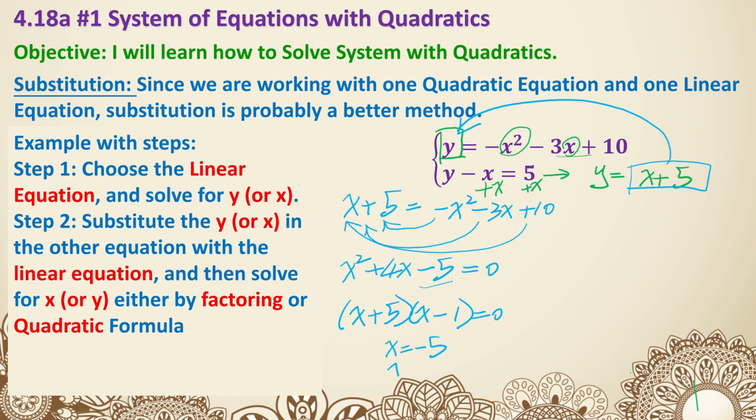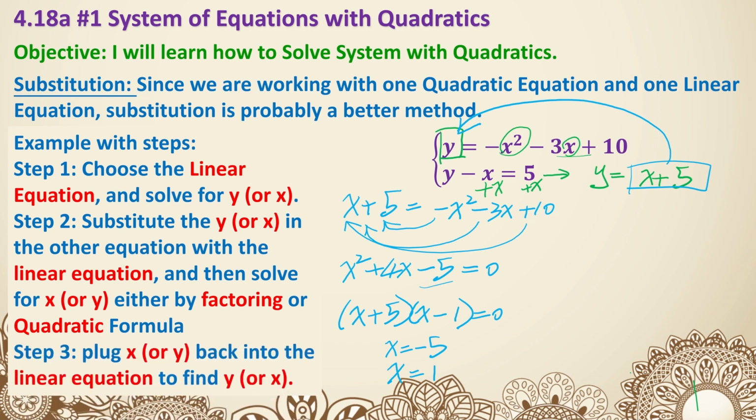Last step, we're going to need to plug this x back into the linear equation so that we can find the corresponding y values. So, into here, when x equals -5, my y is -5 plus 5, which is a 0.